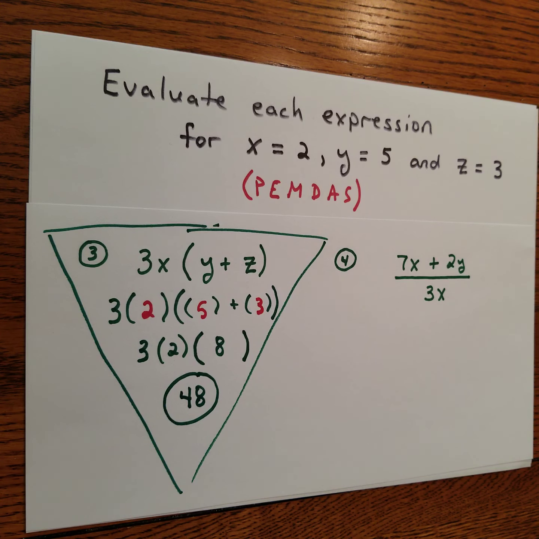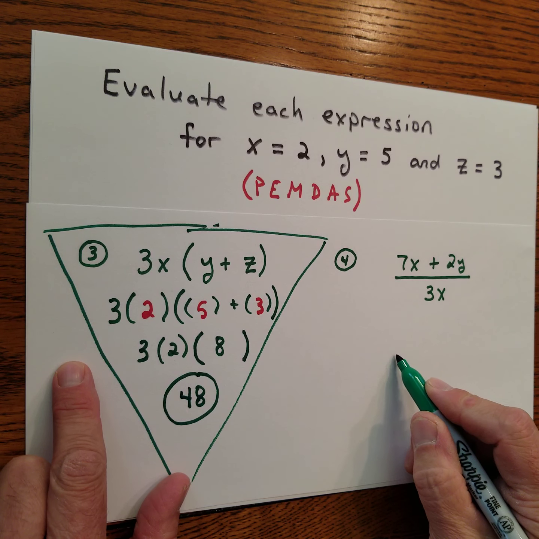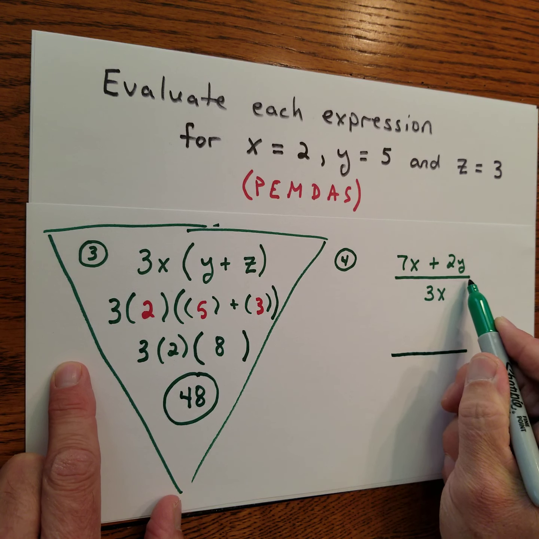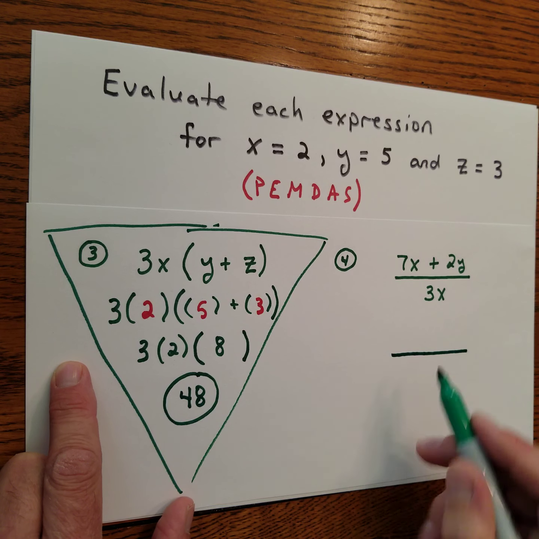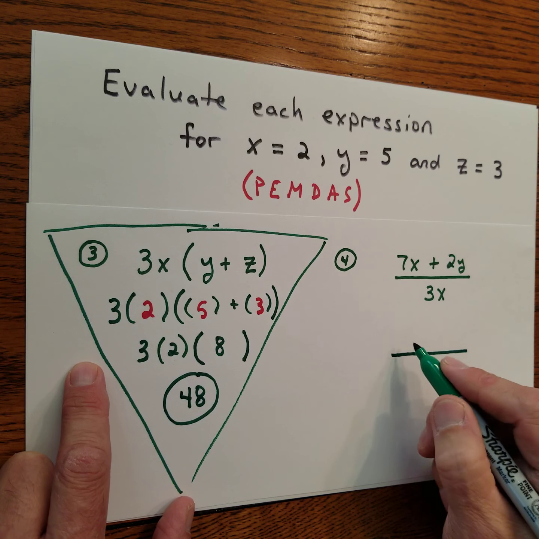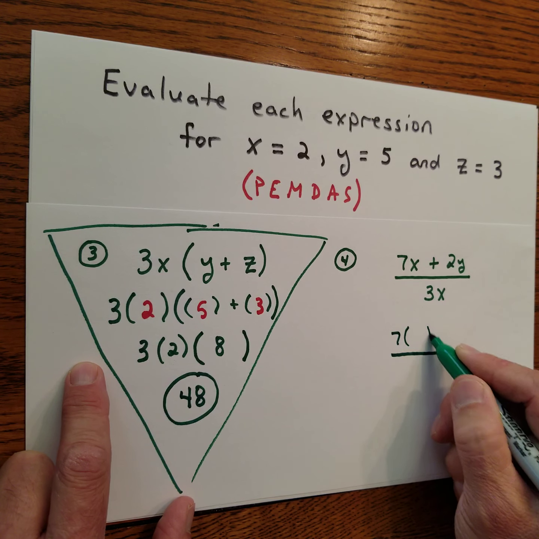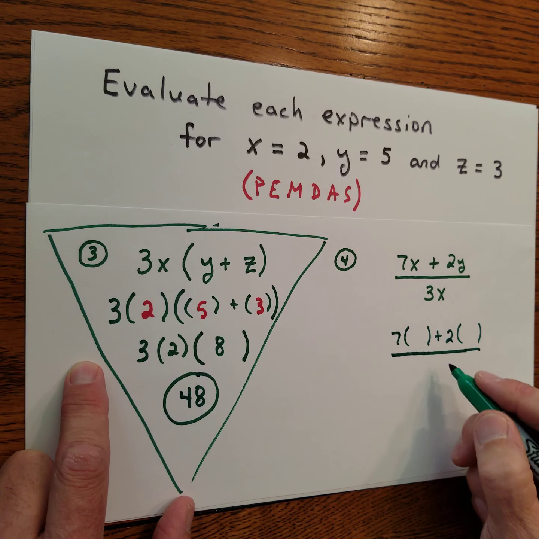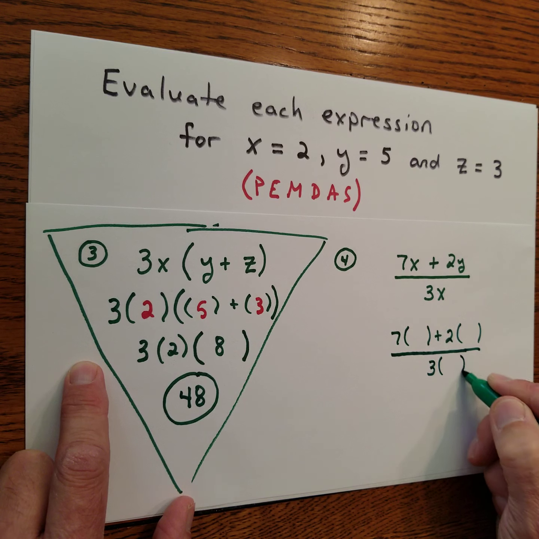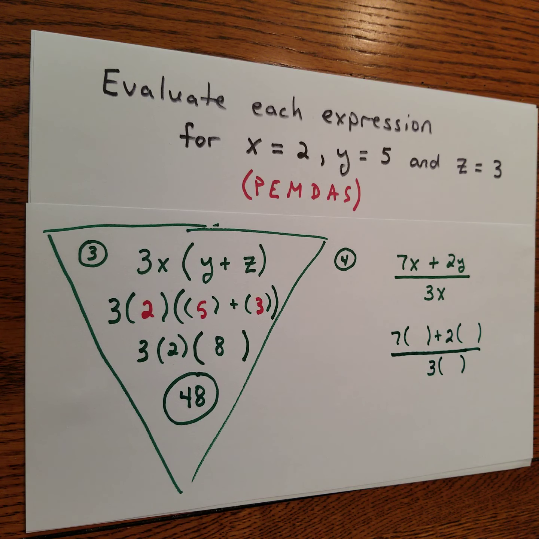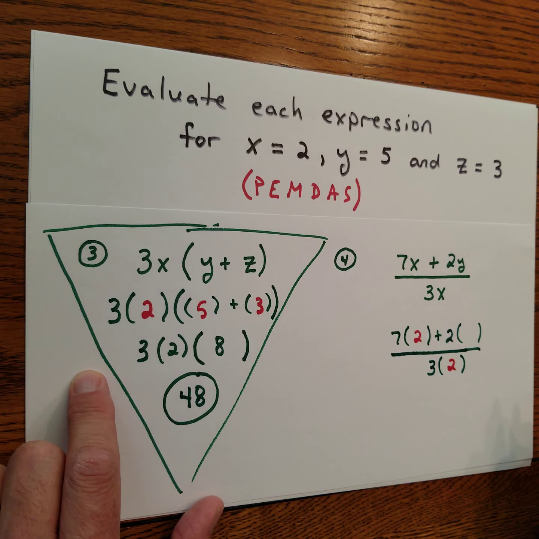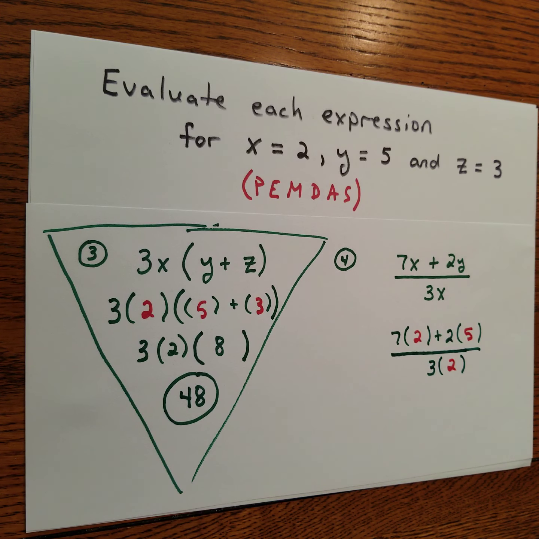Here comes number 4. Now for number 4, think of the division bar as a grouping symbol. There's a top group and a bottom group. The top group is 7x plus 2y. The bottom group is 3x. In these problems, the x's are 2's. The y is a 5.